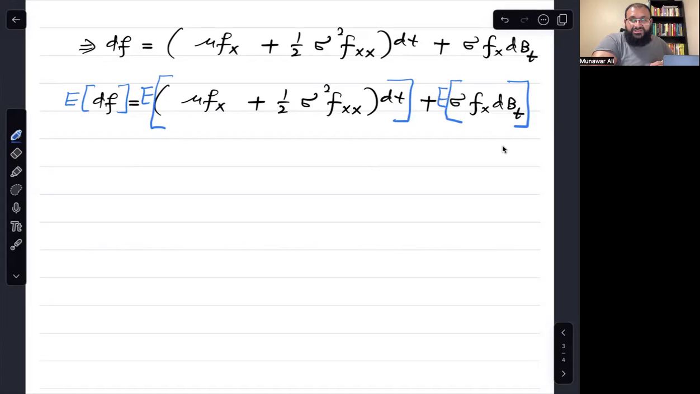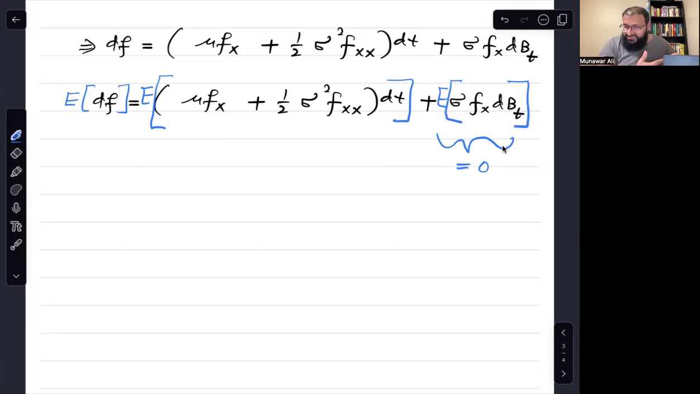But you know very well, the expectation of an integral with respect to Brownian motion, or a Wiener integral, is 0. I'm not going into all the details, but the expectation of the term involving dbt is always 0. I should give a mathematical reasoning behind this, but I'm okay with this for now because I'm not trying to make it more rigorous.